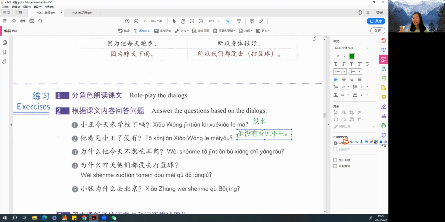All right. And then 为什么他今天不想吃羊肉? How do we say if he wants to eat McDonald's today? Because it is a why question, right? So you're going to say the reason. So we can say 因为他不想吃羊肉，他今天想吃麦当劳.